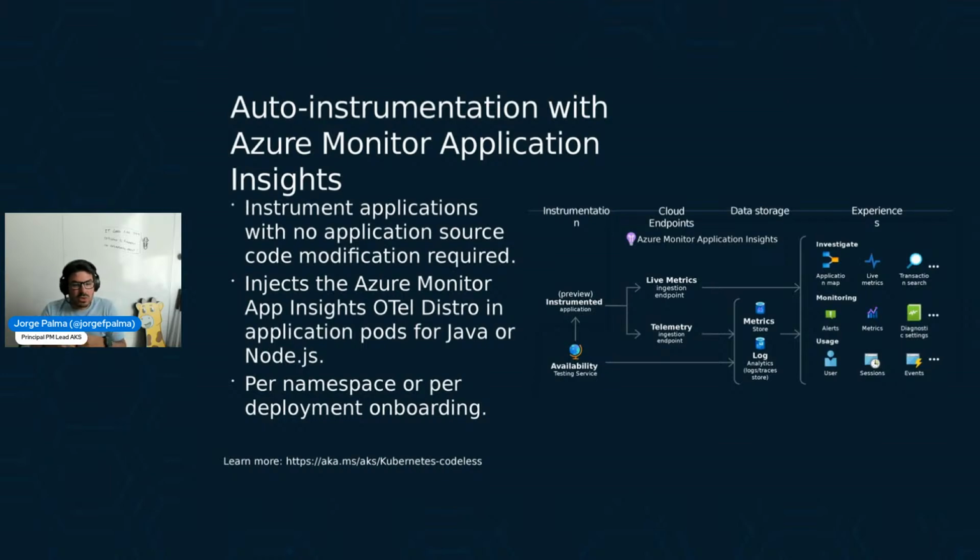And all of this, you don't need to instrument your application or do code changes. A simple annotation in your namespace will start scraping using the App Insights OpenTelemetry distro that today already works for Java and Node.js, and will be expanding to more languages in the future.